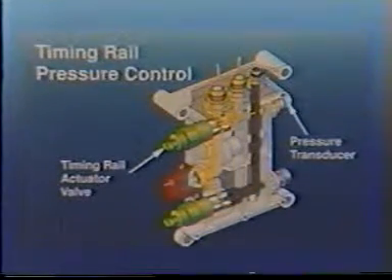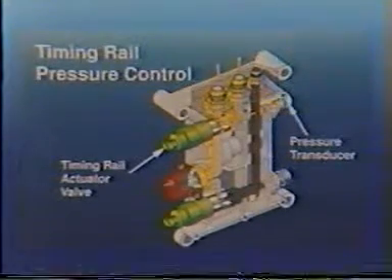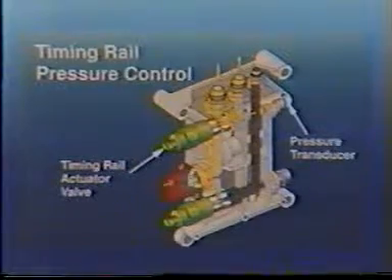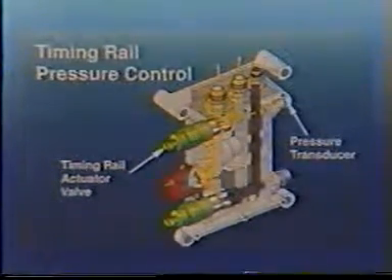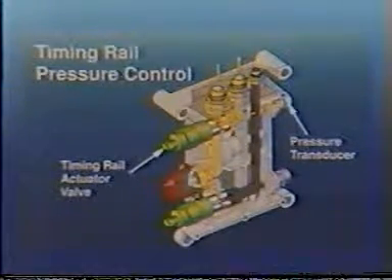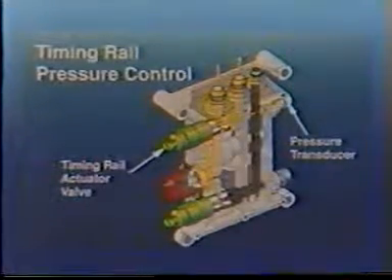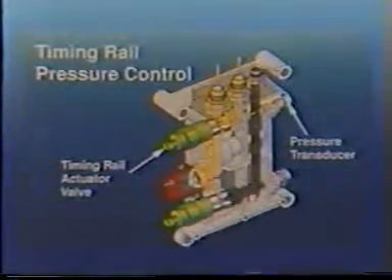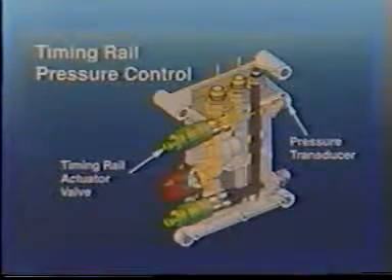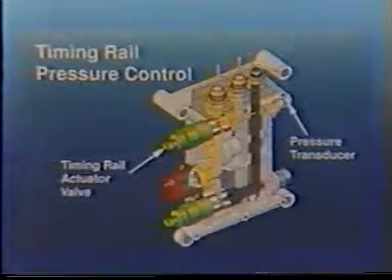The control system that maintains the timing rail pressure consists of a timing rail actuator and timing rail pressure sensor. Fuel pressure in the timing rail is controlled by the timing rail actuator, which is also controlled by the ECM. The timing rail pressure sensor monitors the pressure and sends this information back to the ECM. The timing rail actuator has a maximum flow rate of 1,500 pounds per hour.